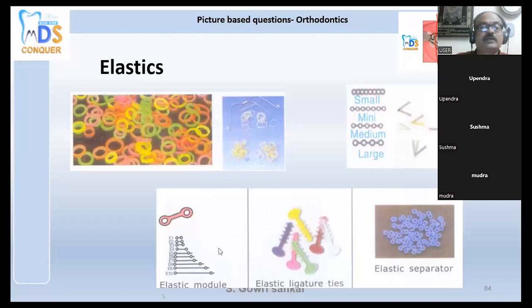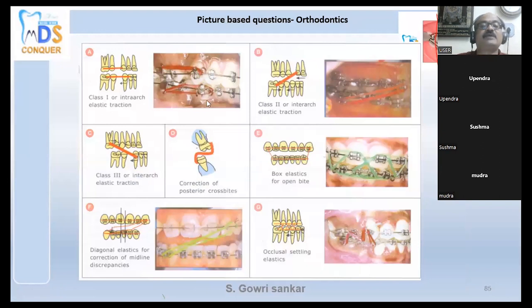In any question, most of the time they will show how the elastics are worn and what type of elastic the patient is using. If it is worn like this, horizontally, it is called class one elastics. If it is worn diagonally connecting the two arches, it is Baker's anchorage or intermaxillary elastic traction. From upper canine to lower molar, it is class two elastics. From upper molar to lower canine, it is class three elastics. Of course, this one is for correction of posterior crossbite. This question is given many times.